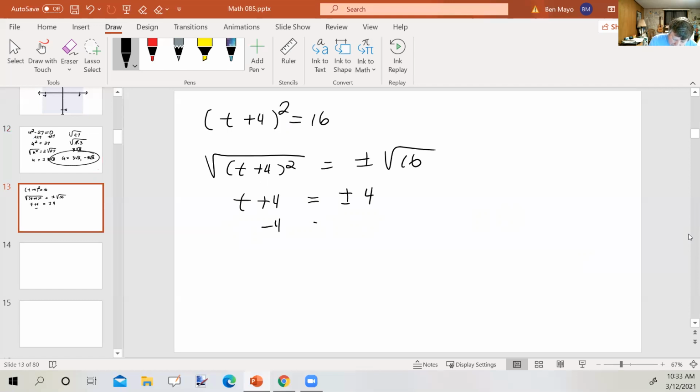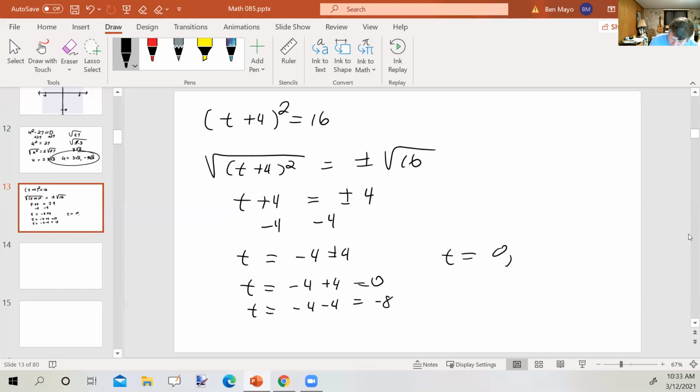So I will subtract 4 from both sides of the equation. So t equals negative 4 plus or minus 4, which means t equals negative 4 plus 4, which is 0. t equals negative 4 minus 4, which is negative 8. So t equals 0, comma, negative 8. Those are the two solutions.